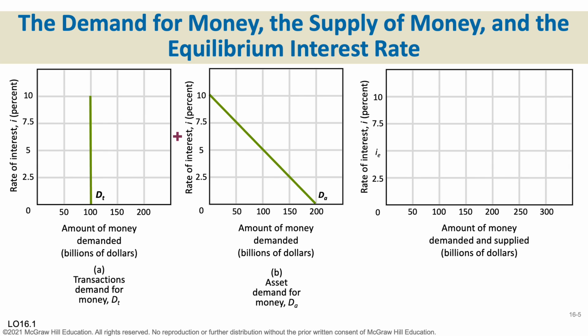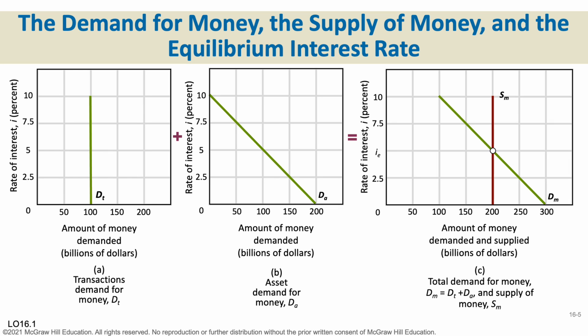So when we do this total demand for money, all we're doing is adding the transaction demand to the asset demand. So the slope is going to be the same as the asset demand, and we're just going to shift the asset demand over by the amount of the transaction demand, which was 100 billion here. So we get that total demand for money, where you had a horizontal intercept of 200 for your asset demand plus the 100 for transaction, now it intersects at that 300 point.